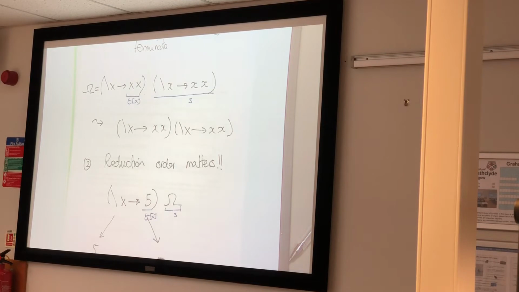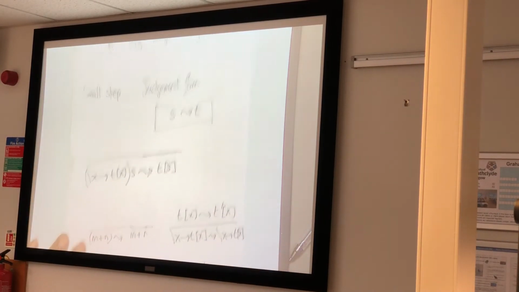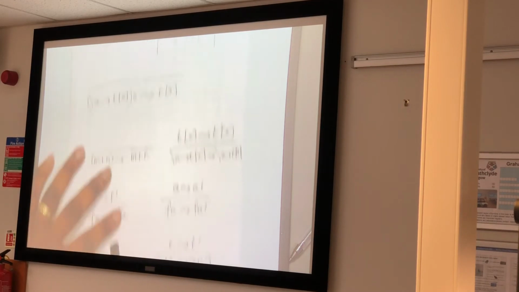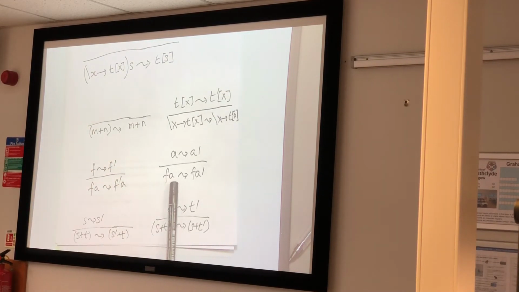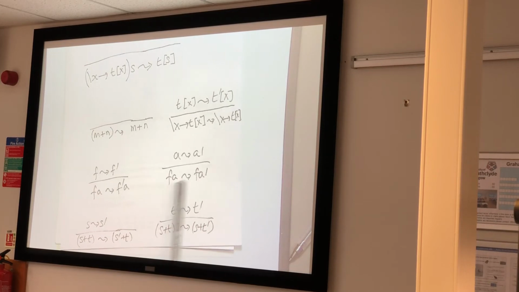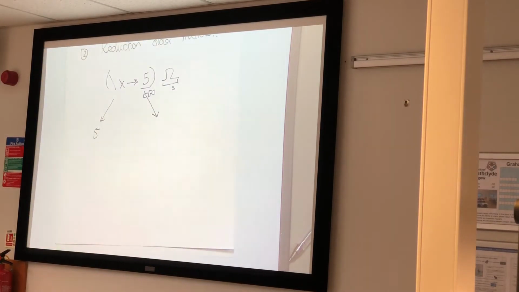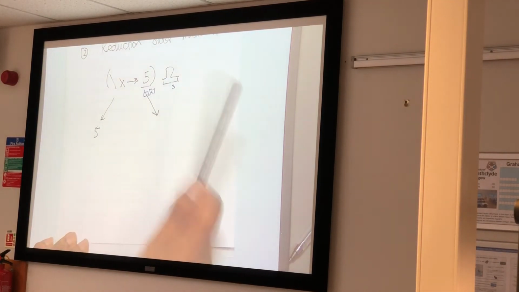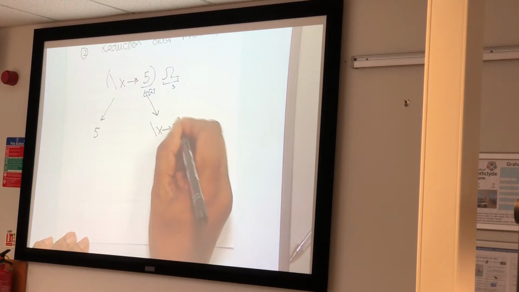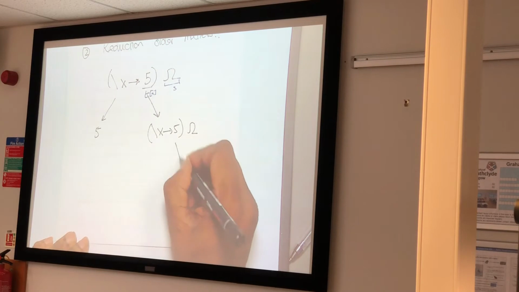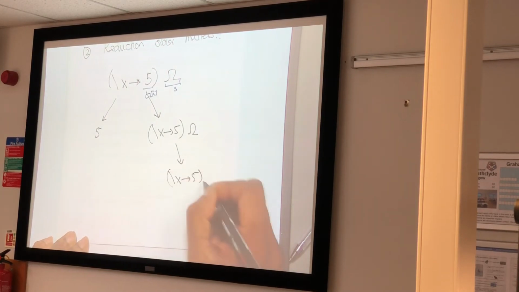Alternatively, what we could do is reduce here. We could say, oh, this is an application. If we look at one of the rules I wrote just now, this rule says, if I've got one term applied to another, well, I could reduce the a to make a reduction. So if I do that here, I could reduce this omega. So this could reduce to lambda x arrow 5 omega. Again, carrying on.